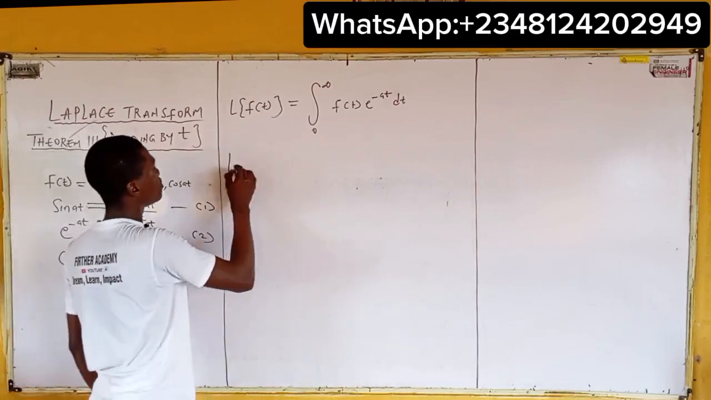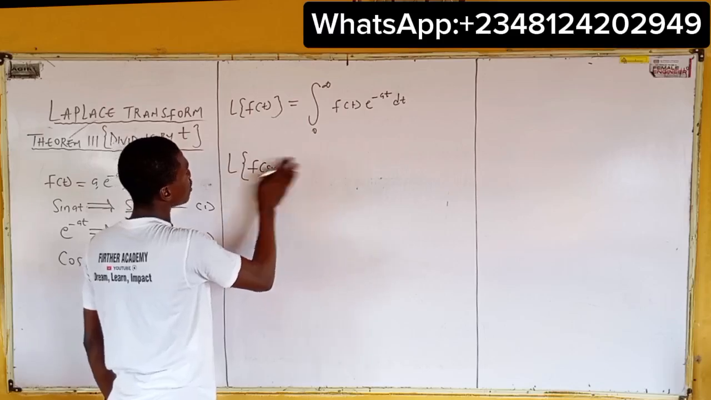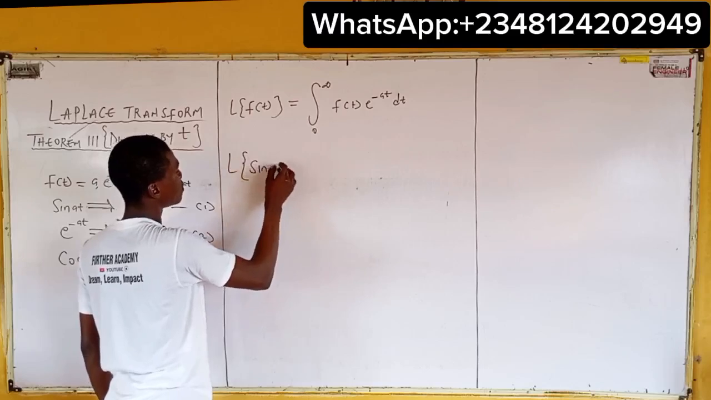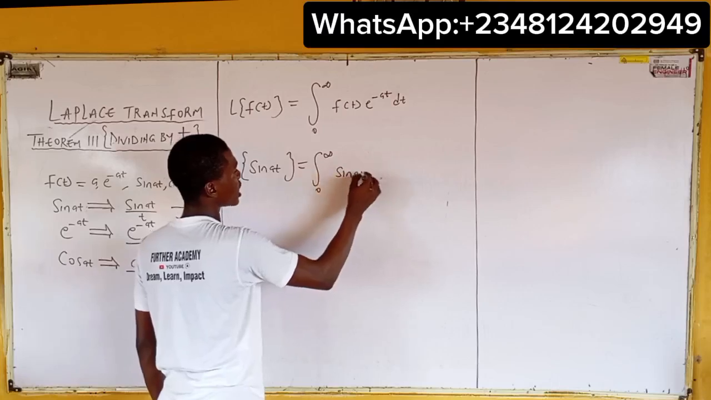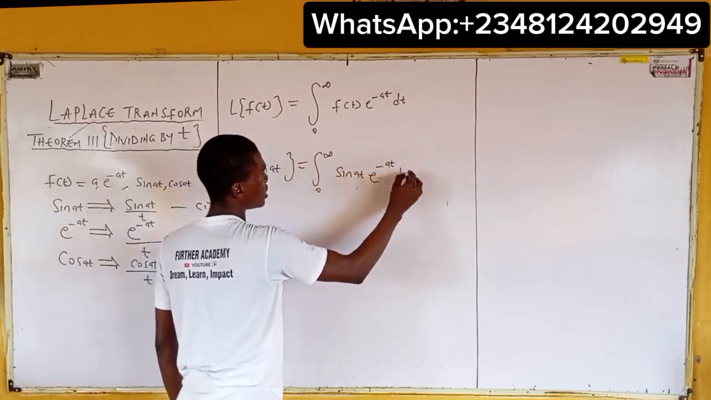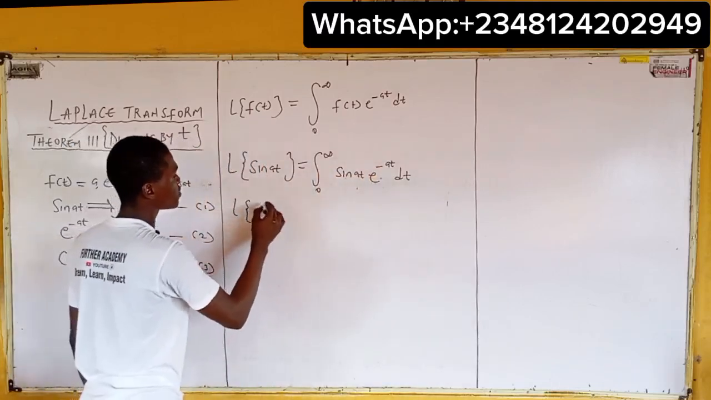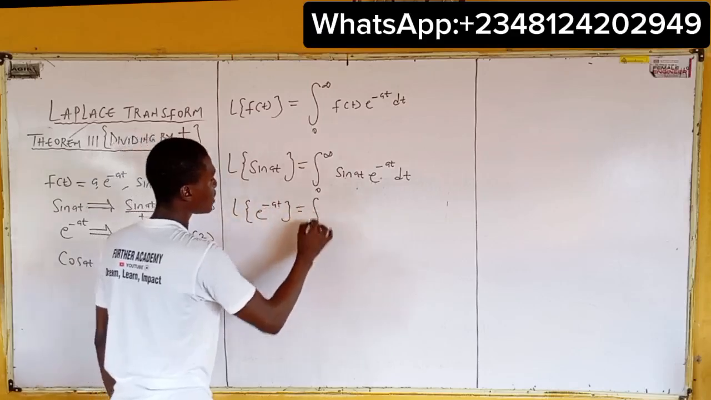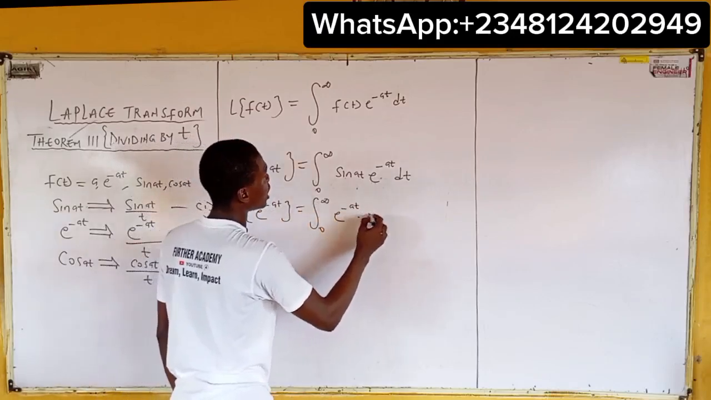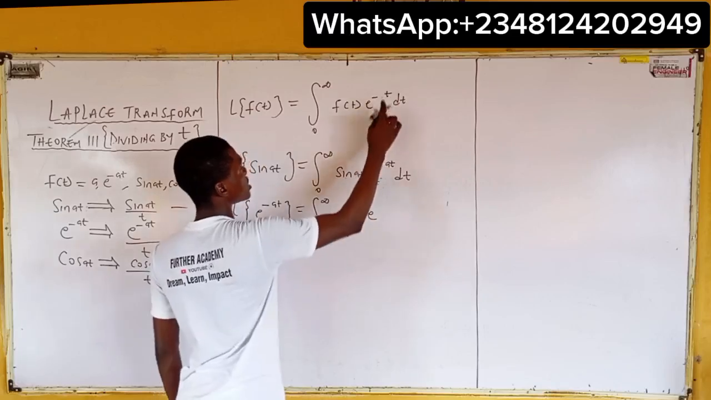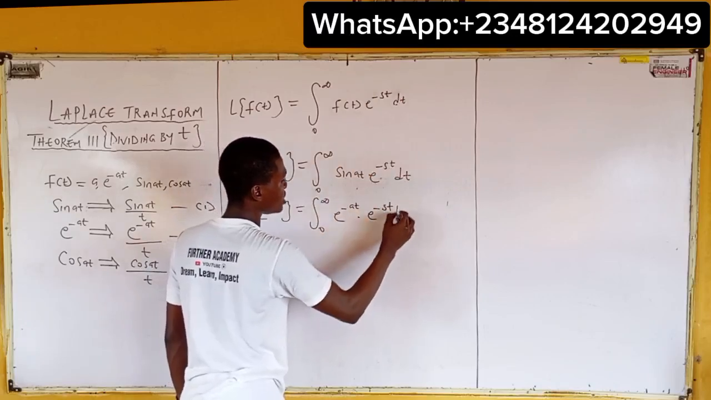The Laplace transform of sine at becomes the integral from 0 to infinity of sine at exponential negative st dt. Moving on, let's say you want to find the Laplace transform of exponential negative at. The Laplace transform becomes the integral from 0 to infinity of exponential negative at multiplying exponential negative st dt.